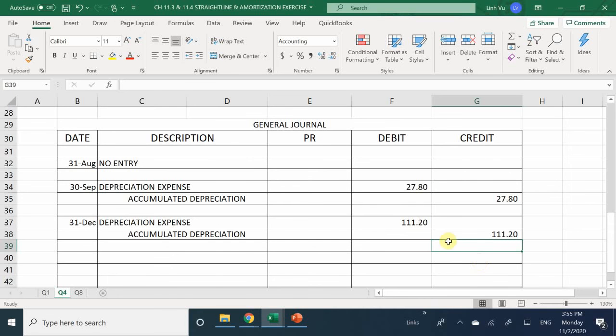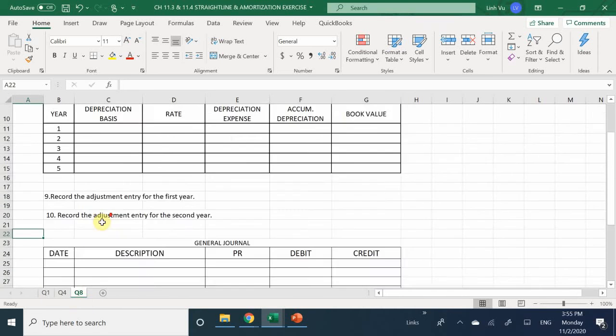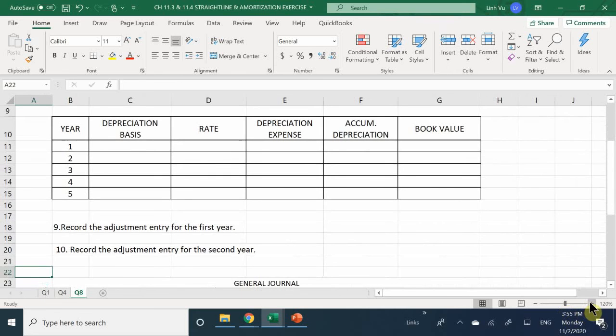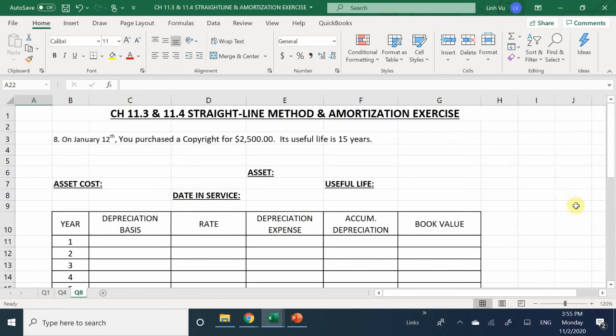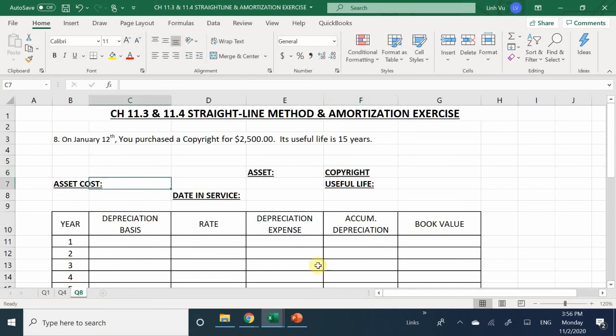So now let's go ahead and move on to question number 8. I want to do this real quick. So question number 8 says here that for this example, on January 12th, you purchase a copyright for $2,500. Its useful life is 15 years. So first off, what did we buy? We bought a copyright. And how much did it cost me?